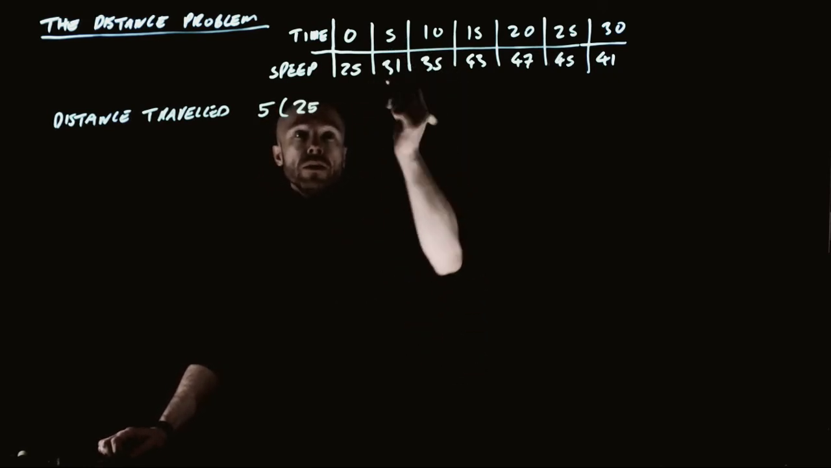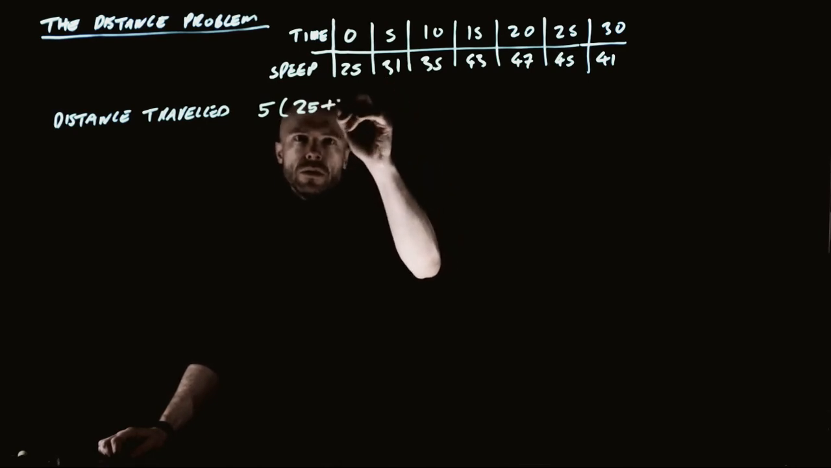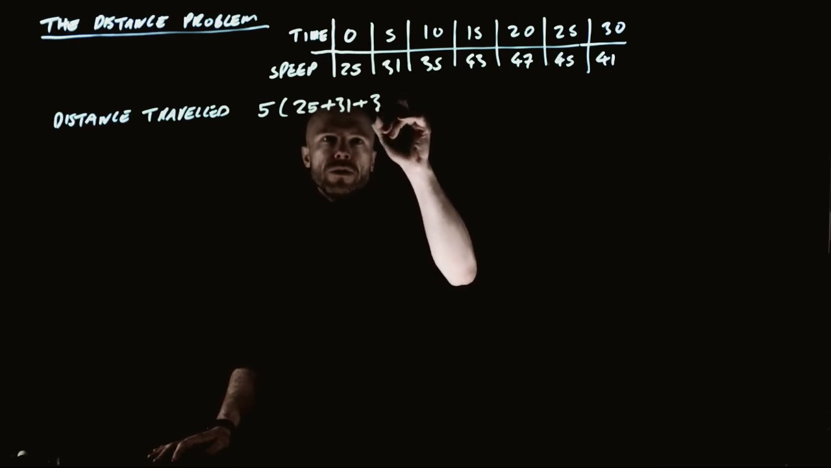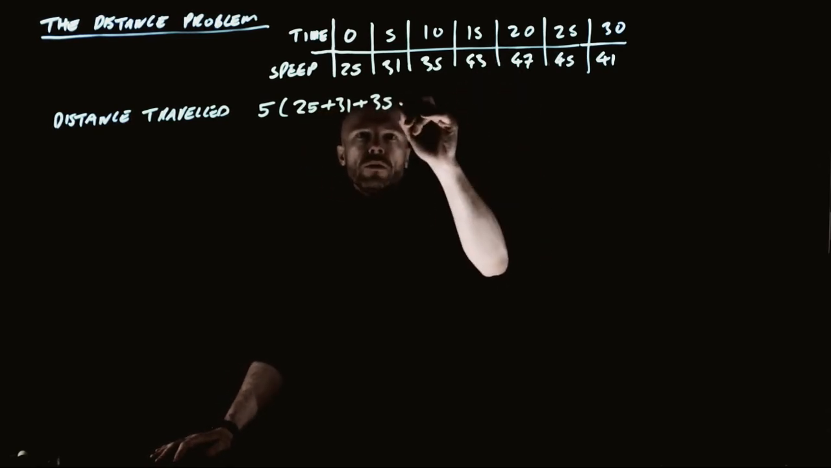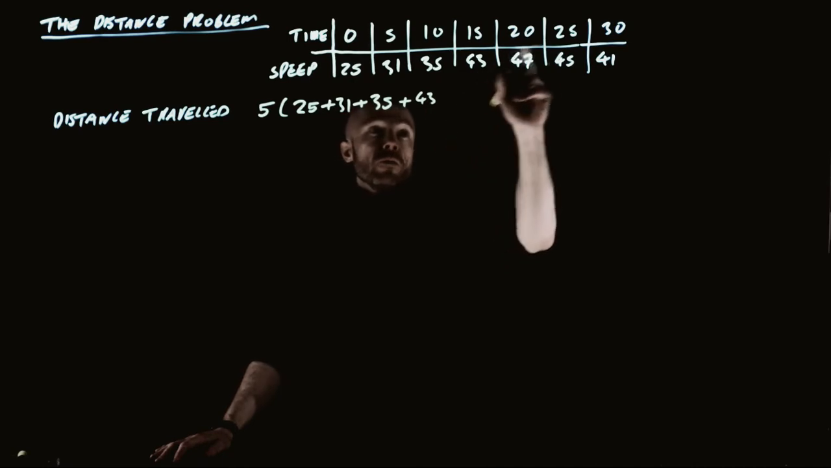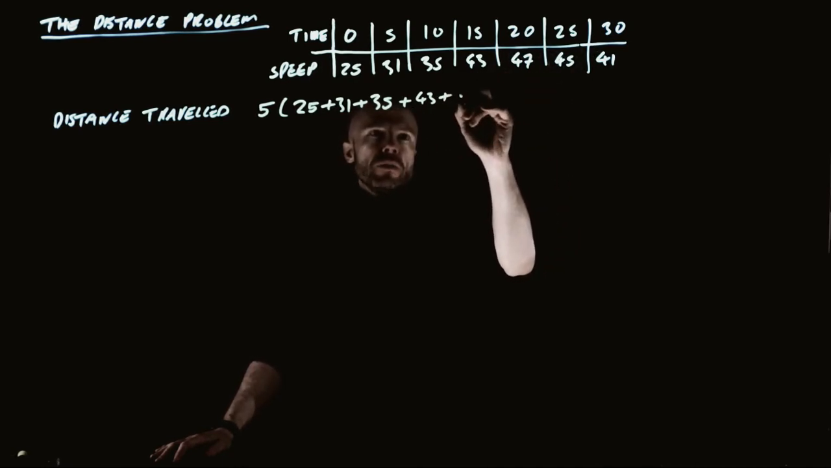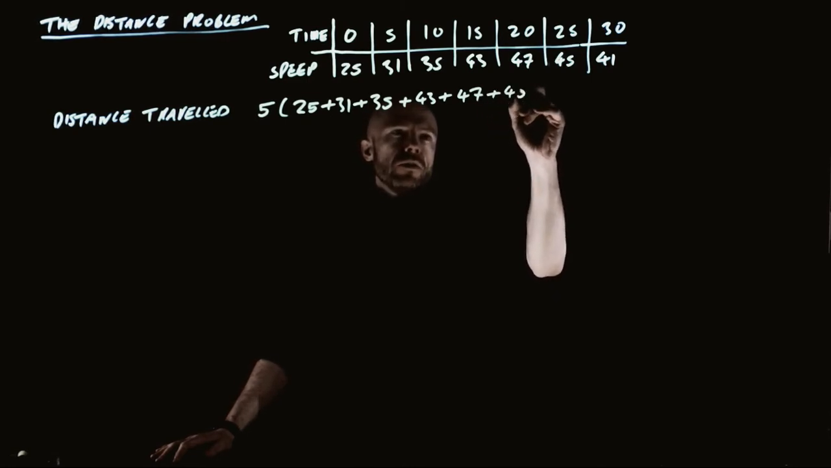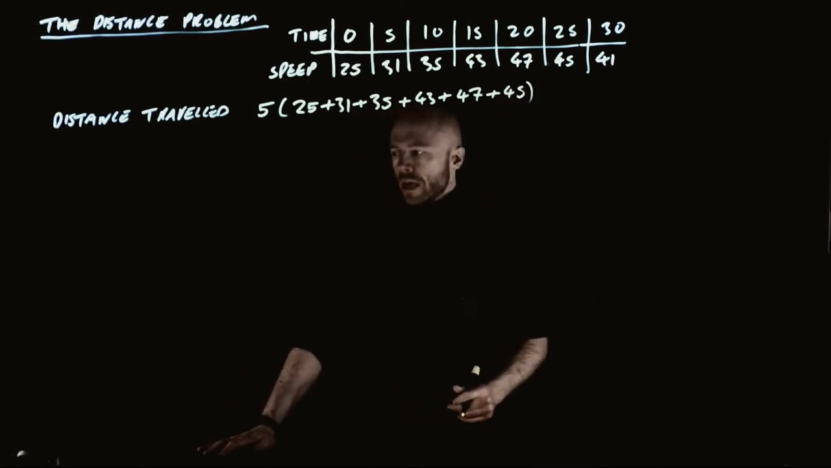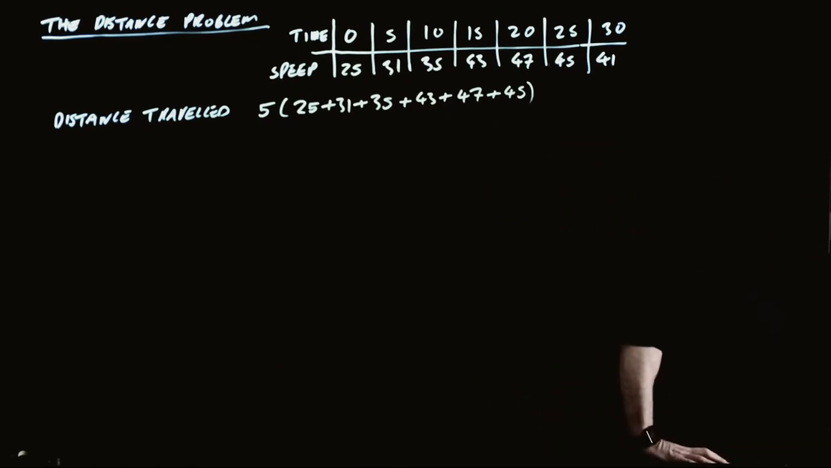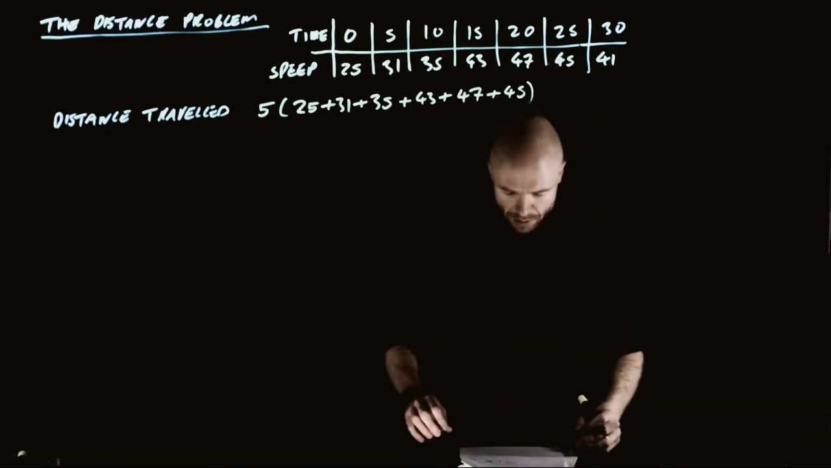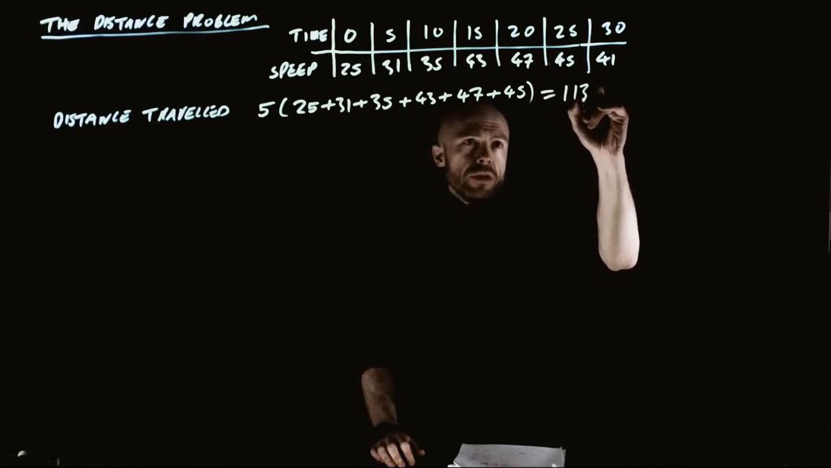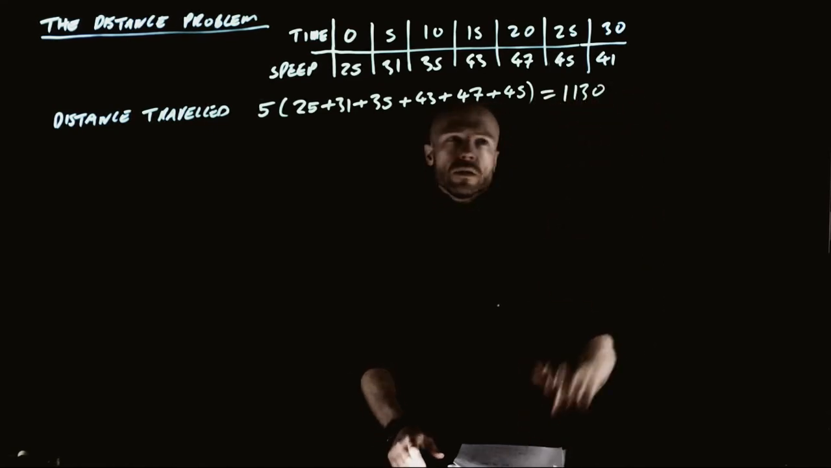And then from 5 to 10, we're assuming it's like 31. And then from 10 to 15, we're assuming the speed is well approximated by 35. From 15 to 20, well approximated by 43. From 20 to 25, well approximated by 47. And then from 25 to 30, well approximated by 45. Yeah? And if we put that all together, it turns out that we've gone 1,130 feet. Okay?